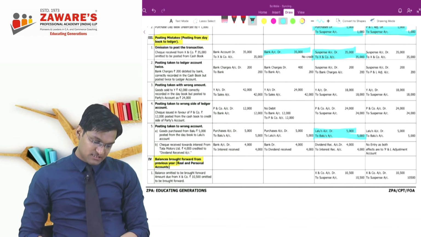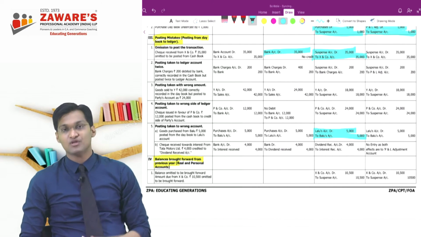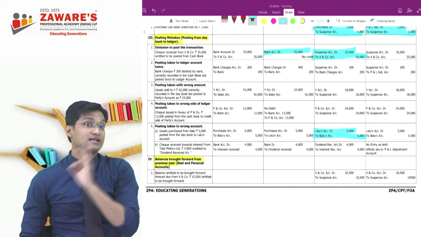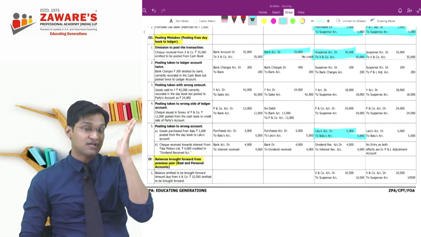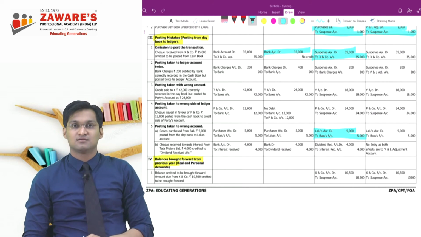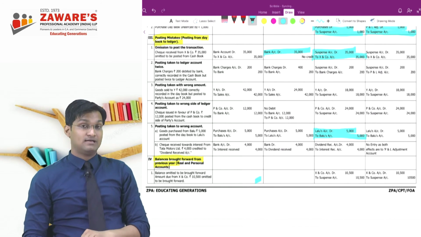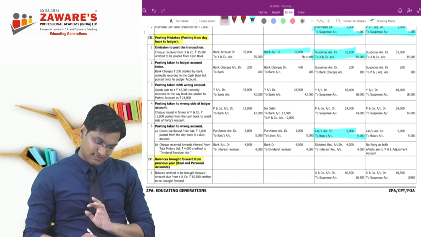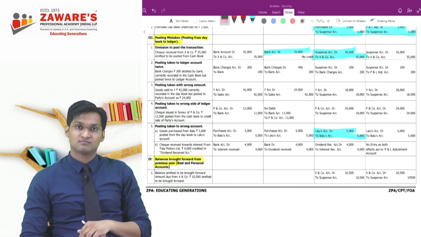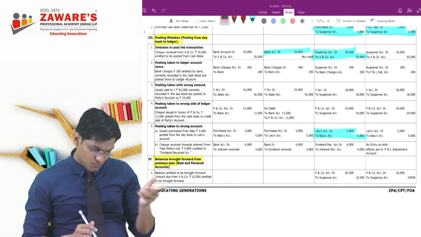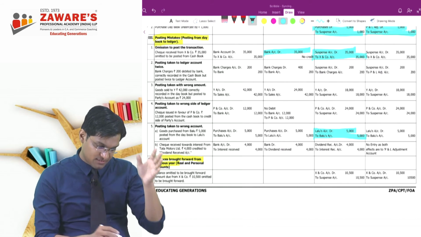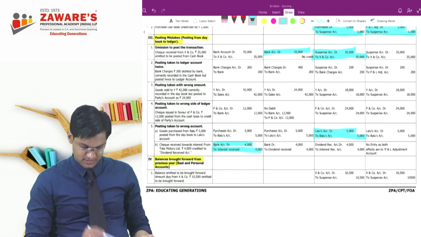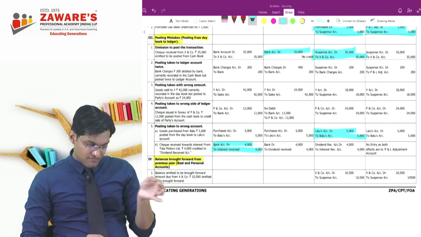Check received towards interest from Tata Motors Limited, rupees 4,000. You have received check towards interest from Tata Motors Limited. Check received, bank account debit. Which account will be credited now? Understand. Have you received this check from Tata Motors Limited as a debtor, as a loan? It is received for interest. You will credit which account? Interest received account. Please understand. Very important. Credited to dividend received account.